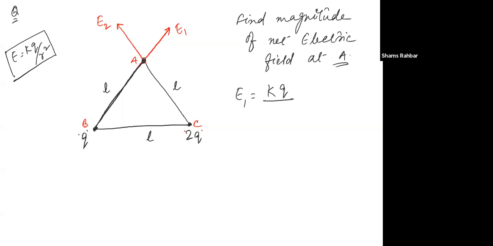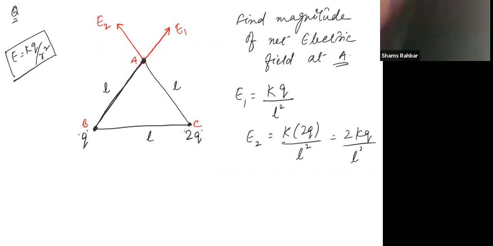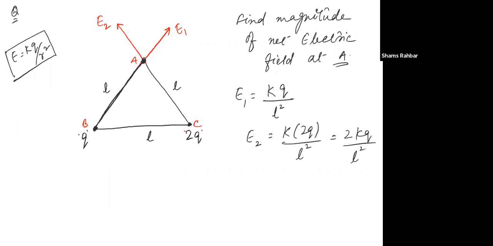What is the value of R here? L. What is the distance? L. Yes, the distance of this charge from this point is L, so you will write it as L square. Similarly, if you write the electric field due to the second charge, the charge of this is 2Q divided by L square, or you can even write this as 2KQ upon L square. Clear? Now, we have these two as a vector quantity.